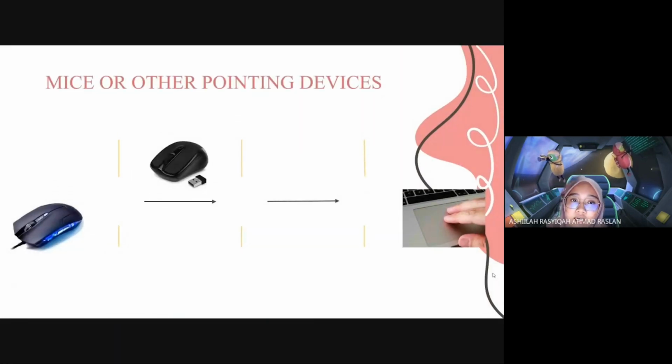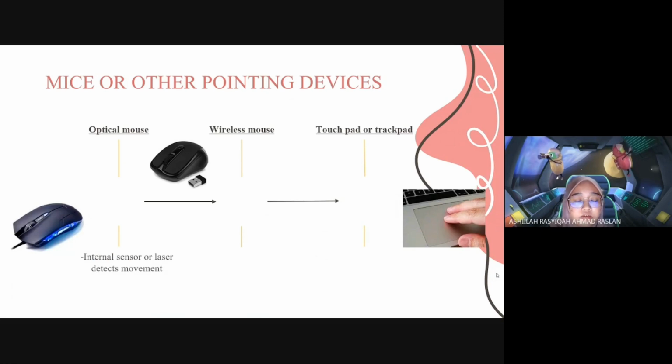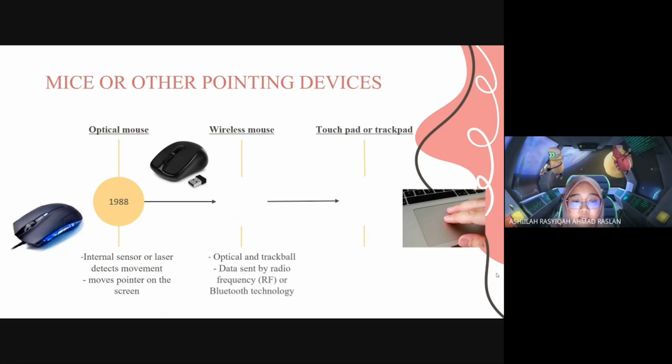Mouse or other pointing devices. It has 3 types: optical mouse, wireless mouse, and touchpad or trackpad. For the optical mouse, an internal sensor or laser detects movement and moves the pointer on the screen, and it was first invented in 1988. For the wireless mouse, it has optical and trackball, with data sent by radio frequency, which is RF, or Bluetooth technology, and it was first invented in 1991.